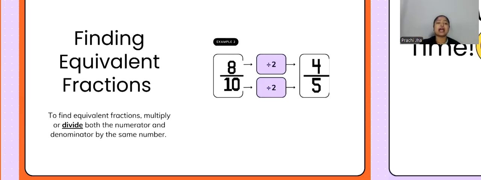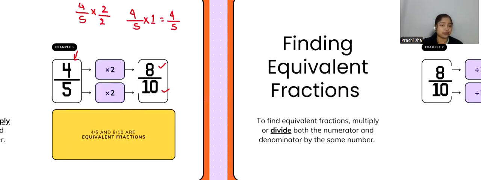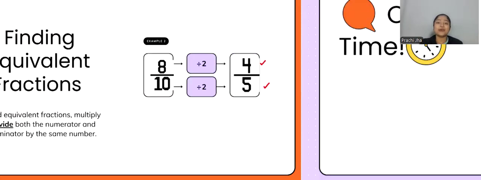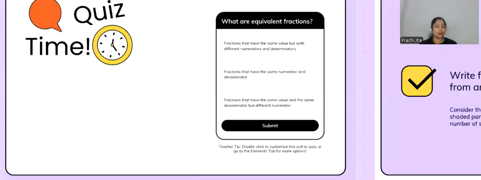For example, I multiplied by 2 and got 8 over 10. Similarly, if I divide 8 over 10 by 2, I mean dividing both the numerator and the denominator: 8 divided by 2 is 4, and 10 divided by 2 is 5. That gives you 4 over 5. Okay, wonderful. Let's see the quiz time.